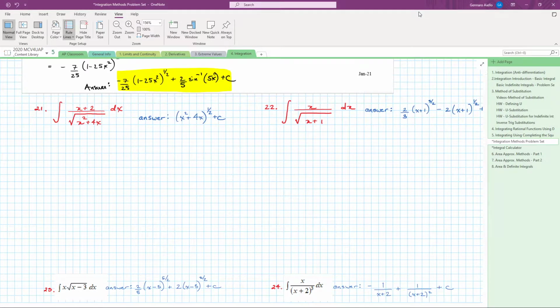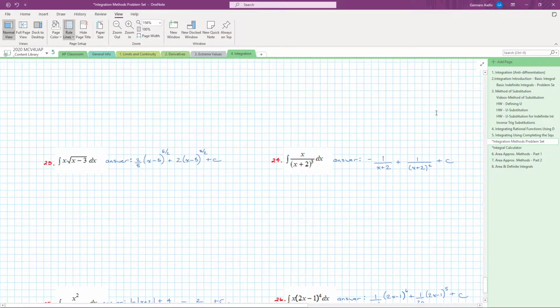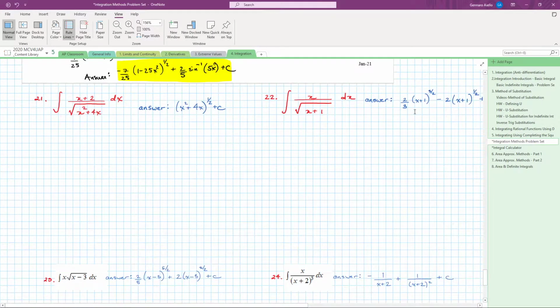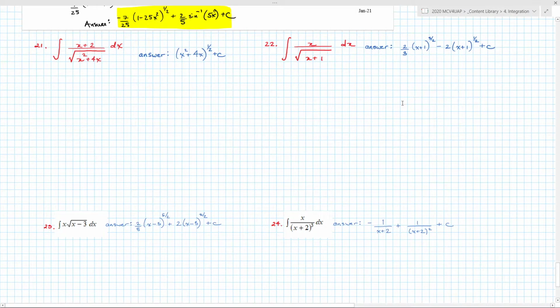I guess to start off, I will entertain any questions on these integrals that I left for you guys to do. There were 6 of them there. Does anybody have any questions on how to go about doing any of these 6 integrals?